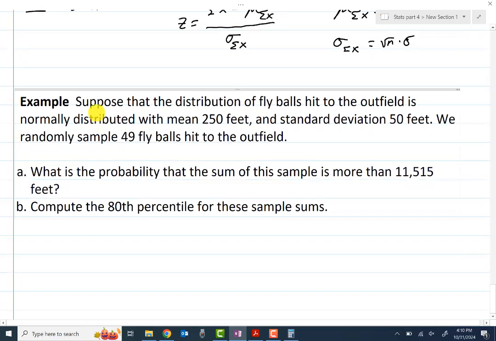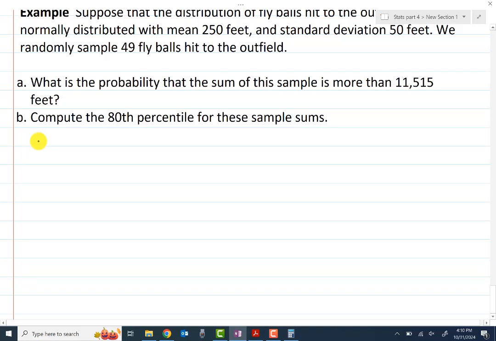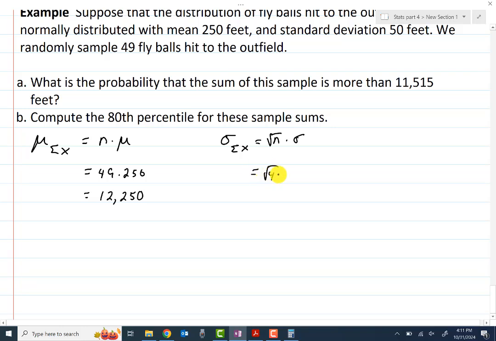First thing I would do here is start computing the things that I need. Let's start with mu sub sum of x. That equals n times mu. Our n here is 49, and mu is 250. That's 12,250. Our sigma sub sum of x equals the square root of n times sigma. That's the square root of 49 times 50. Square root of 49 is 7.